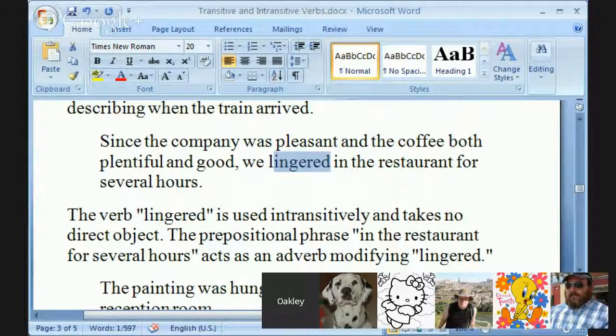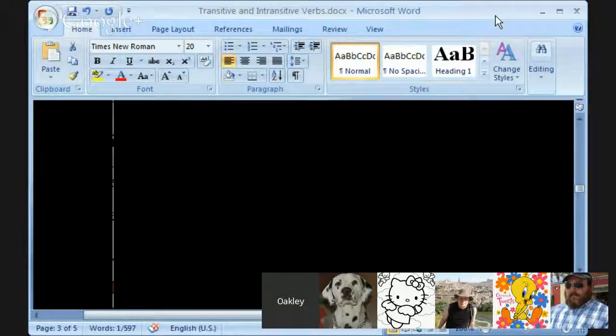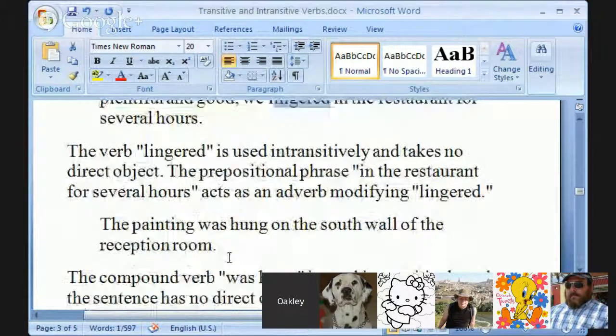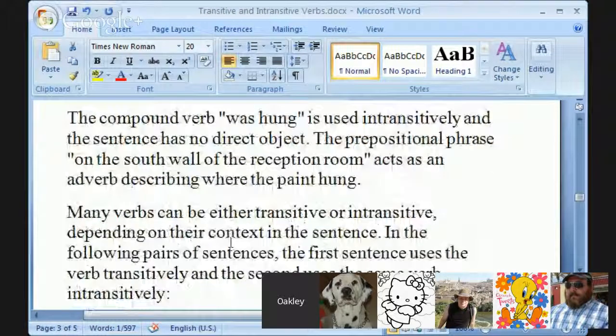We lingered. What is linger? Do you know what linger means? Max? Yes, staying in the same place, reluctant to move. That's right. When my neighbors cook dried fish, the smell lingers in the air for hours. It's really horrible.